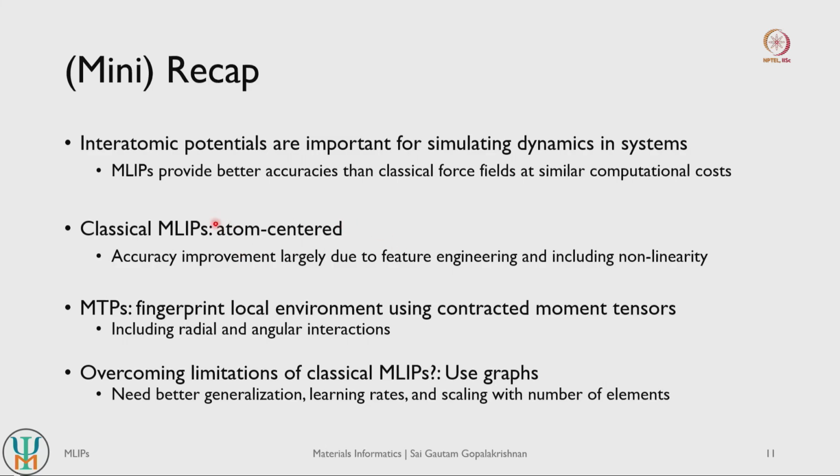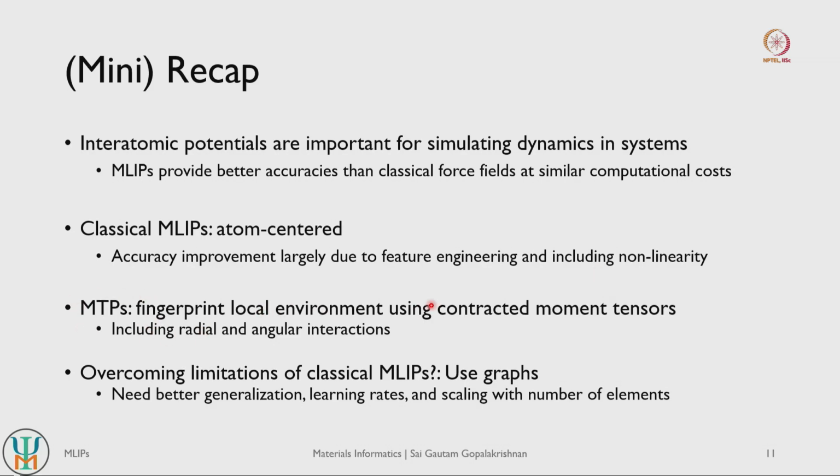They try to obtain energies for a given atom in a structure, and then they sum up those energies to get the overall energy of your given configuration. The accuracy of classical MLIPs largely depends on how well they do feature engineering, so how they fingerprint the local atomic structure and whether or not they include non-linearity in their fitting process. We looked at moment tensor potential specifically.